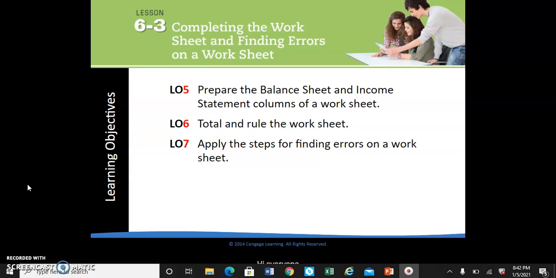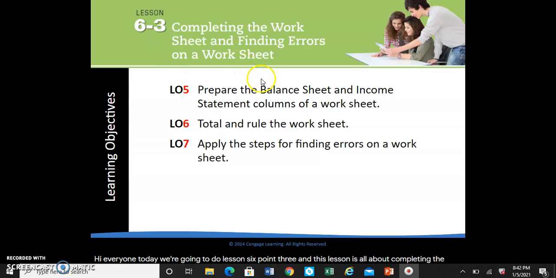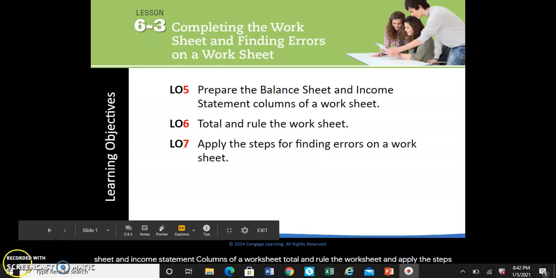Hi everyone, today we're going to do lesson 6.3 and this lesson is all about completing the worksheet and finding errors on a worksheet. So our objectives for today are to prepare the balance sheet and income statement columns of a worksheet, total and rule the worksheet, and apply the steps for finding errors on a worksheet.